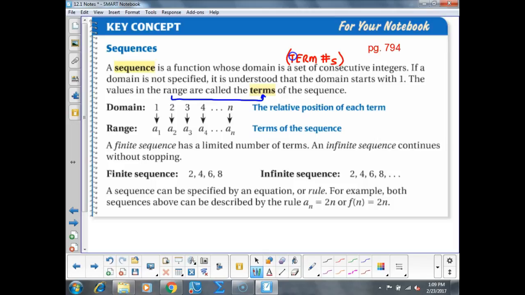Now, this right here is not what you say. It's not A1. It's read A sub 1. And then it's read A sub 2, A sub 3, A sub 4, and A sub n.